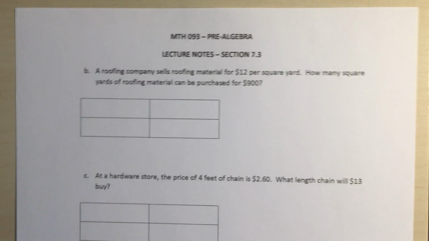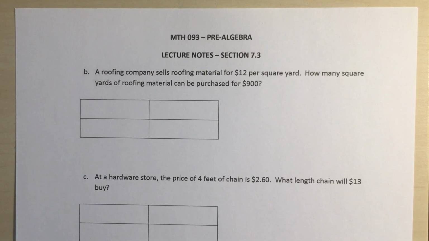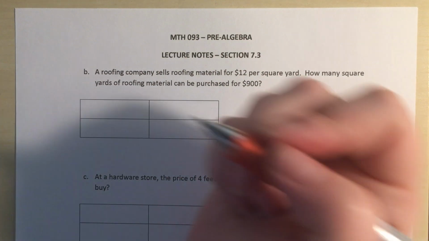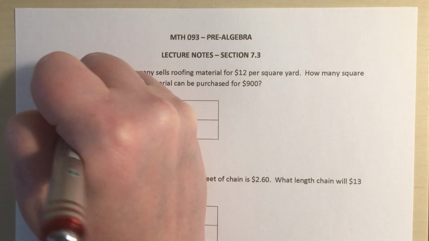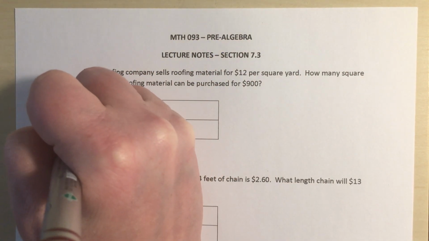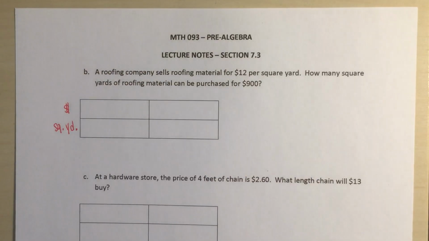Right, now as we move to this last page of notes in section 7.3, we're going to continue doing a lot of the same here. A roofing company sells roofing material for $12 per square yard. How many square yards of roofing material can be purchased for $900? Right, so we are looking at dollars and we are looking at square yards. So we're going to start by labeling our little 2x2 grid with those units of measurement.